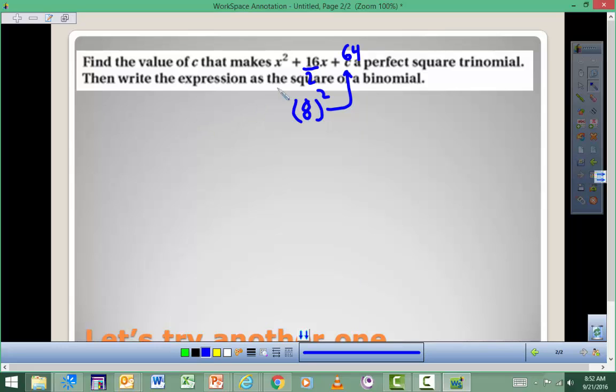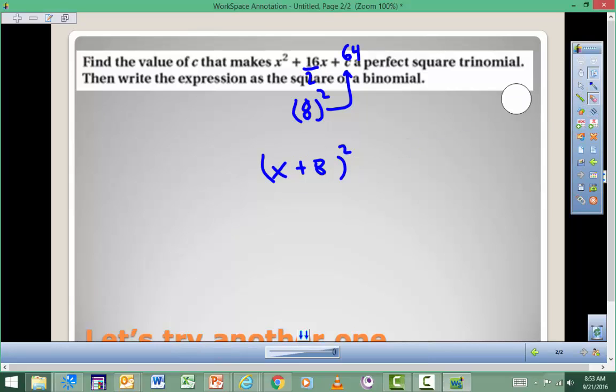Well, it's the number that we need to make this a perfect square. What that means then is that this would factor to x plus 8, the quantity, and it would be a perfect square. But it's not a perfect square right now because it's missing the c term. It only has this part of this perfect square.